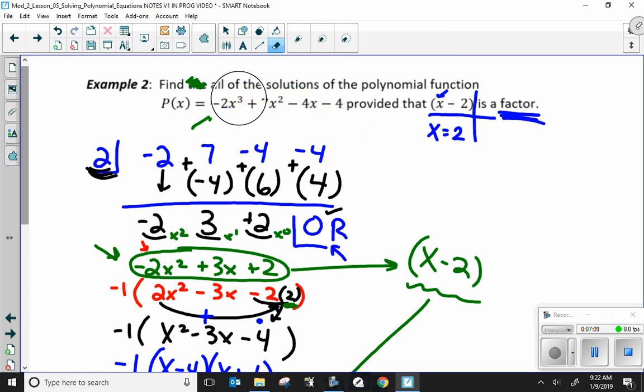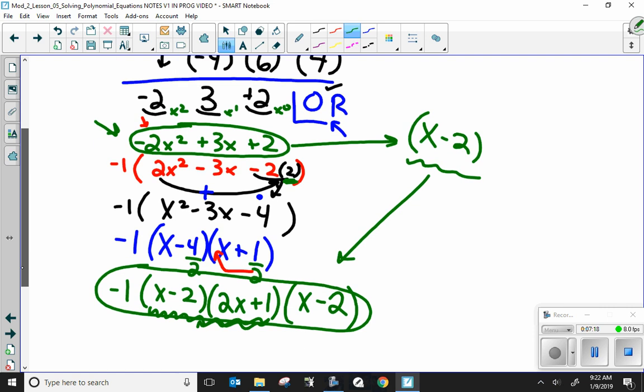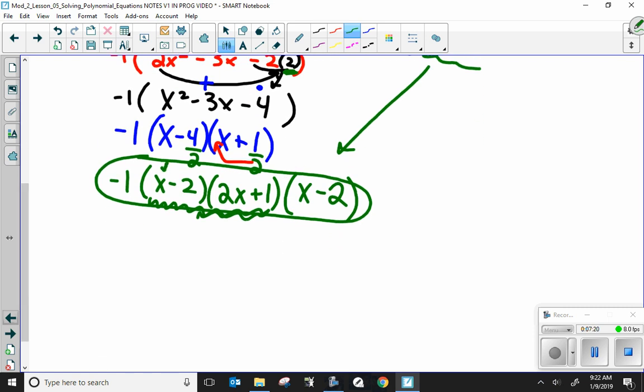Let me also make a comment. Isn't this a cubic? The degree is 3. So shouldn't I have 3 x's to solve for? 1, 2, and I need to bring down this one, 3. That is factored completely, but they don't want it factored completely. They want all the solutions. So when I factor, now I T-bone.